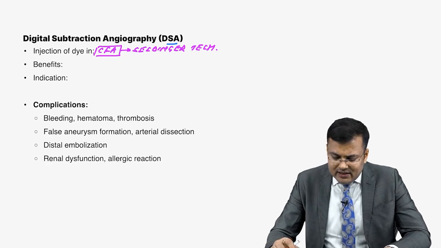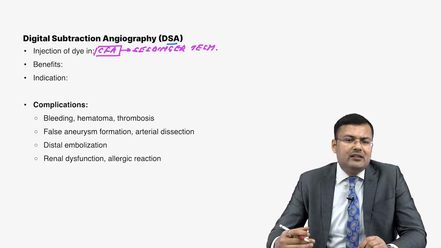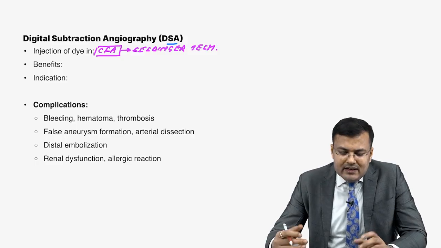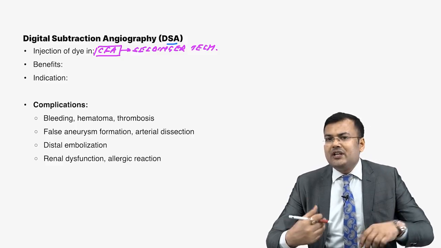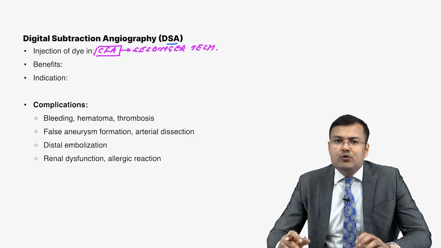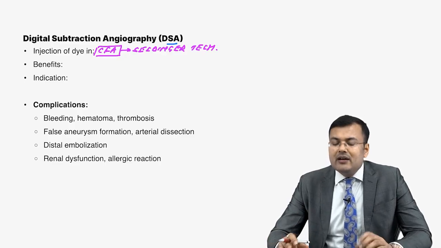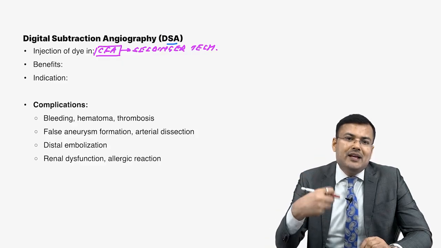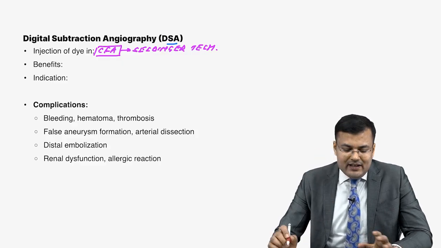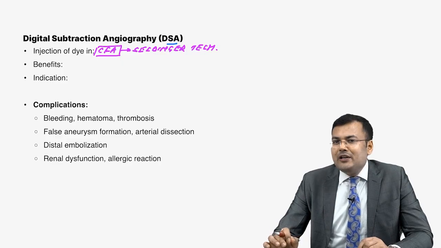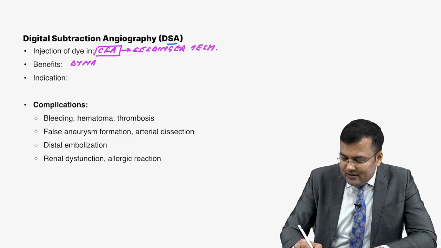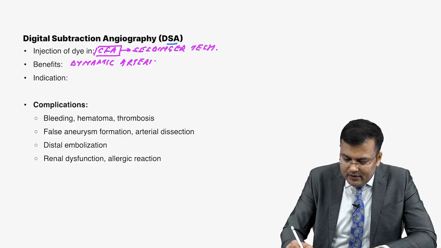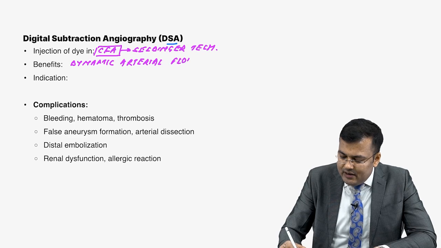Why is it known as digital subtraction angiography? Because here the images are digitalized by computer. Why is it known as subtraction? Because extraneous background like bone and soft tissues are subtracted, so these are removed, providing clearer images. And what is the benefit of DSA? It is going to provide dynamic arterial flow information.